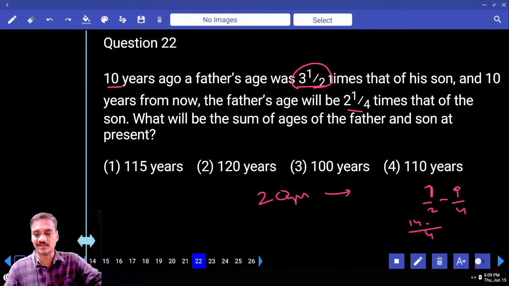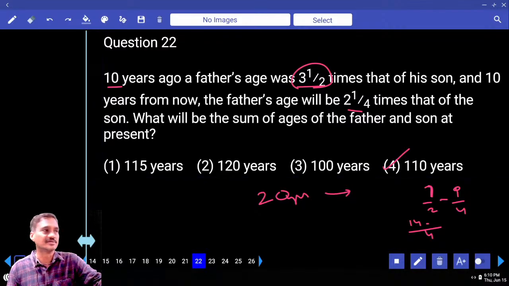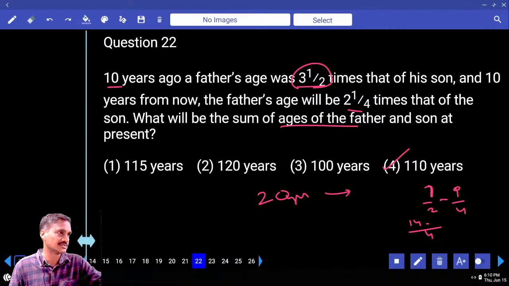Then it has to be multiplied with this one. Now if you multiply this one, then what is your answer here? 110. Then finally it is asking for the sum of the ages of these two at present.